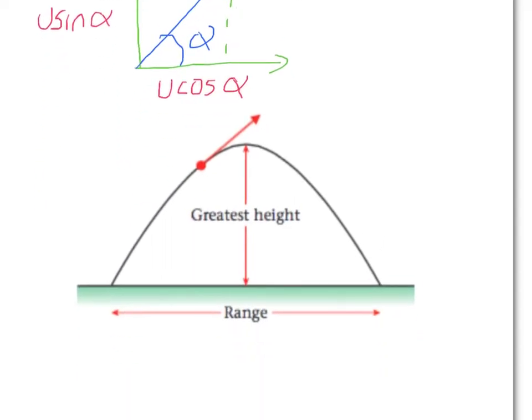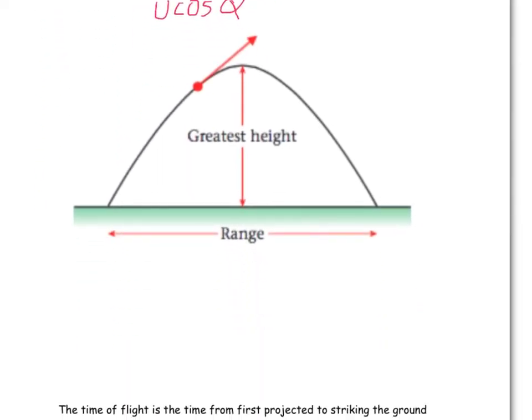A couple of other key terms that we need to know to do with looking at projectiles. We're going to look at the term greatest height, and this is the greatest height that the particle or the projectile reaches above the horizontal plane. So it's the peak in our symmetrical curve. So this is the greatest height.